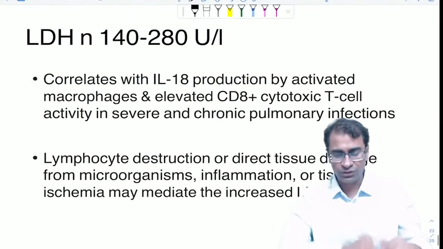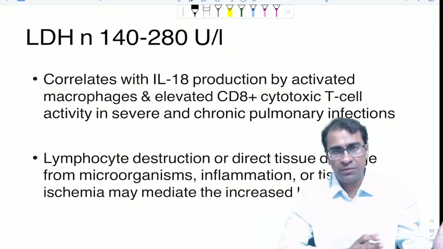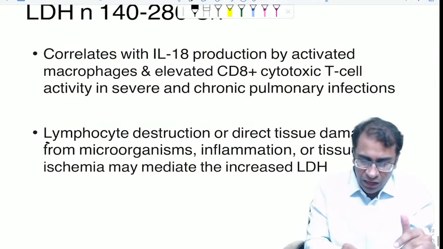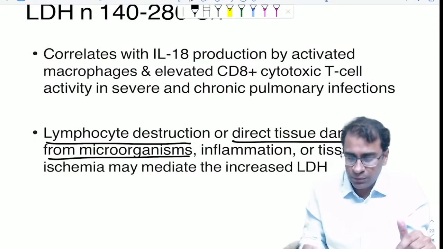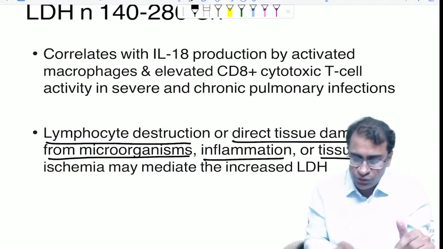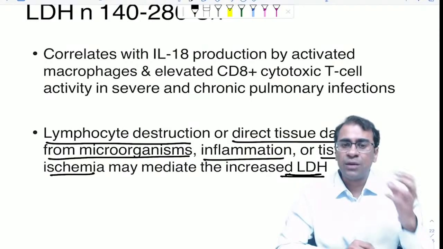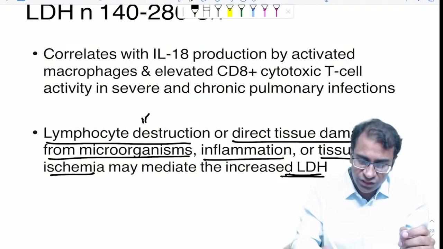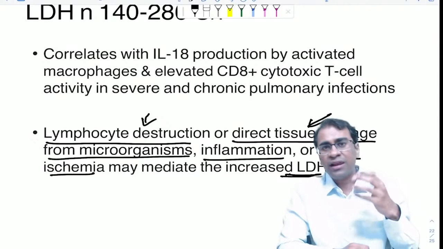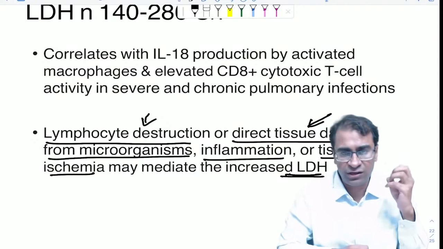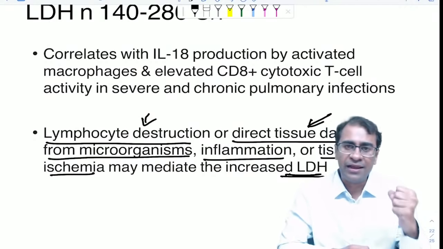Okay. Now see. About LDH. LDH is a marker which actually is an enzyme. Why does LDH increase? See, lymphocyte destruction or direct tissue damage from the microorganism, inflammation or tissue ischemia can increase the LDH. So LDH increases because of the lymphocyte destruction or direct tissue damage from the microorganisms. So the moment the lung has any sort of destruction, lung tissue getting destroyed will definitely increase the LDH levels.